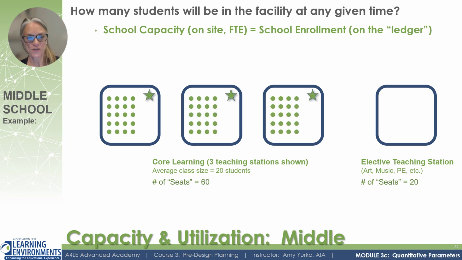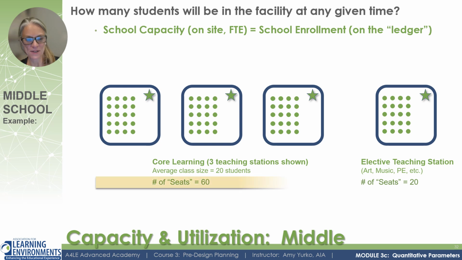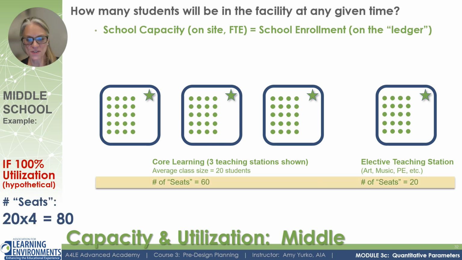This example illustrates a middle school model, and we're showing the same diagram graphics, but in core spaces, we're going to keep 20 students per teaching station for these purposes of our calculation. And I'm showing 3 core teaching stations here. Let's say one is math, one is social studies, one is English, and then for the purposes of illustrating this example, I've shown one elective or exploratory teaching station. Let's imagine this as an art room that's shared by all middle school students.